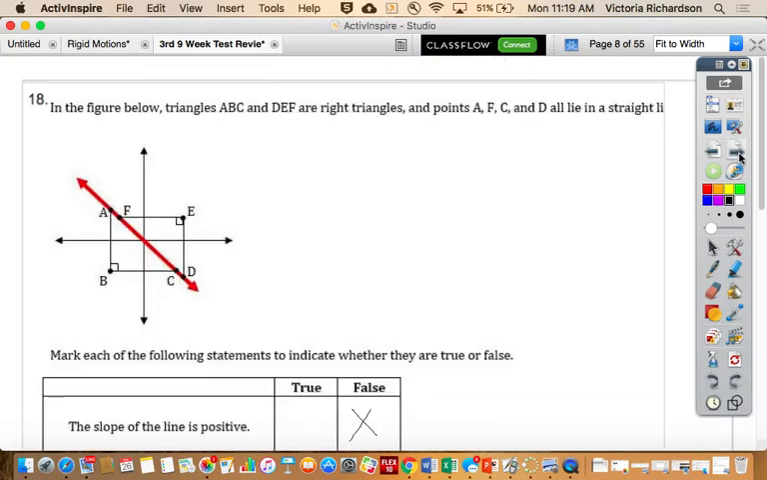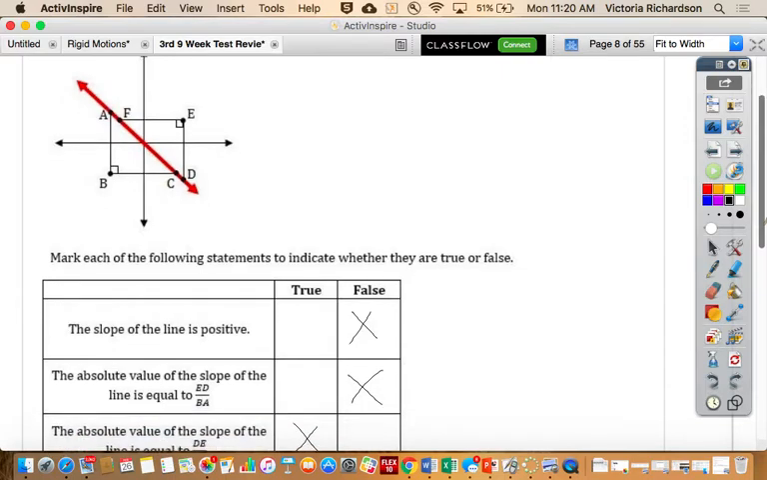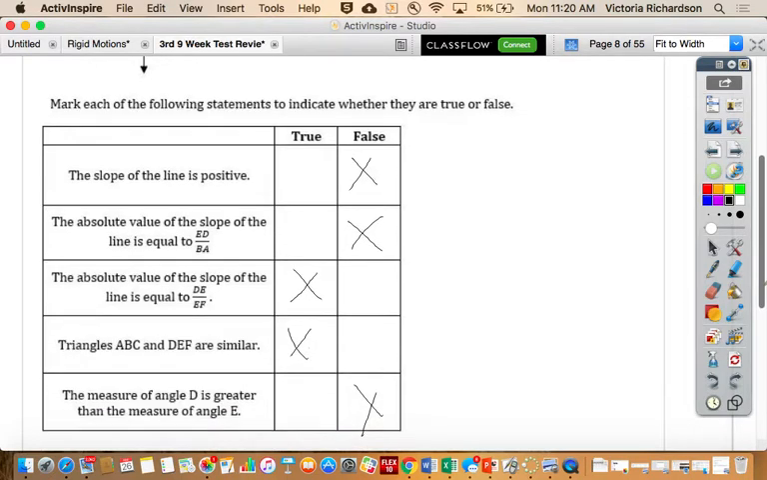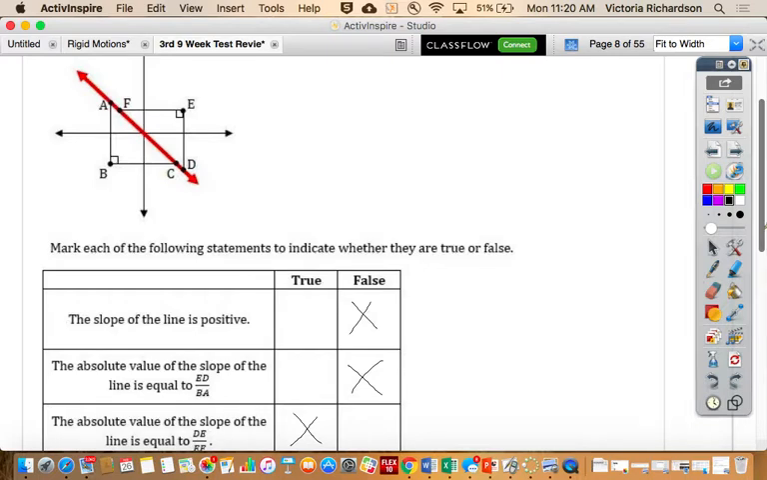All right, let's look at number 18. It says, in the picture below, ABC and DEF are right triangles, kind of like the last problem. And the slopes all lie on the same line. It says, mark each of the following statements to indicate whether they are true or false. First of all, it says the slope of the line is positive. Is that line going up or down? From left to right, is it going up or down? Down. That line is going down, right? If you read that line like you read a book, from left to right, that line is going down. If you're going down, that's a negative thing, right? So this line is negative.